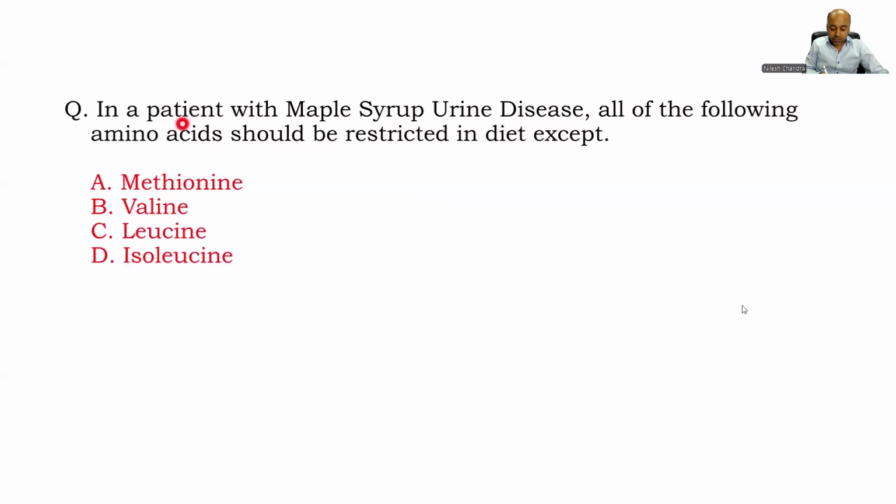Next question. In a patient with maple syrup urine disease, all of the following amino acids should be restricted in a diet except methionine, valine, leucine, isoleucine. What you have to remember that when you're talking about the maple syrup urine disease, you're looking at the defect in the branched chain keto acid dehydrogenase, meaning what will accumulate is the branched chain keto acids and their amino acids.